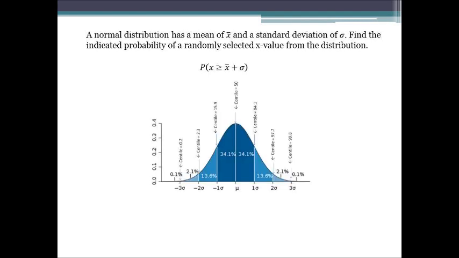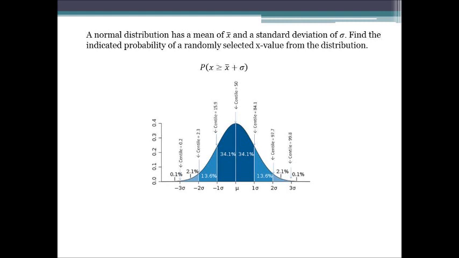Normal distribution has a mean of x bar and a standard deviation of sigma. Find the indicated probability of a randomly selected x value from the distribution. Alright, so the problem is asking for the probability that x, a randomly selected value, is greater than the mean plus a standard deviation. So, as you can see, it asks for anything that is above one standard deviation from the mean.